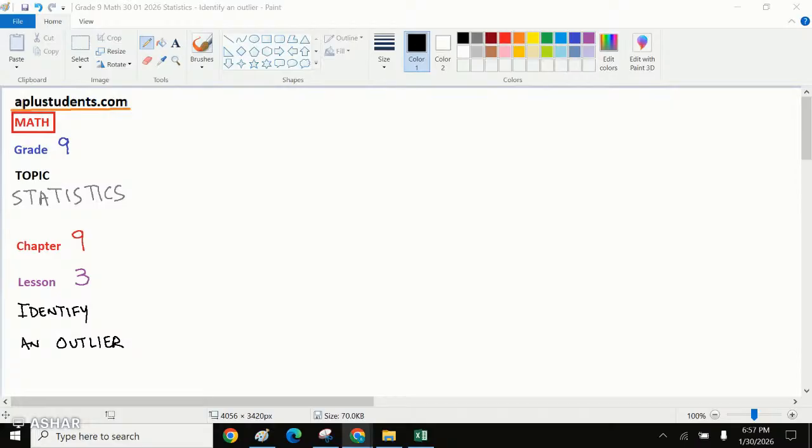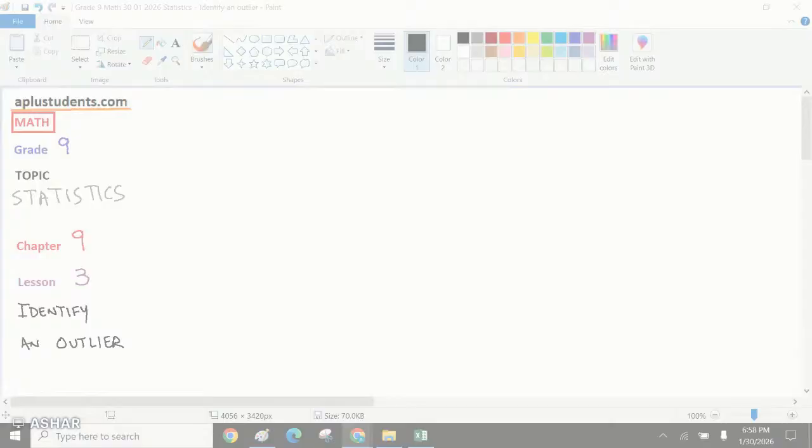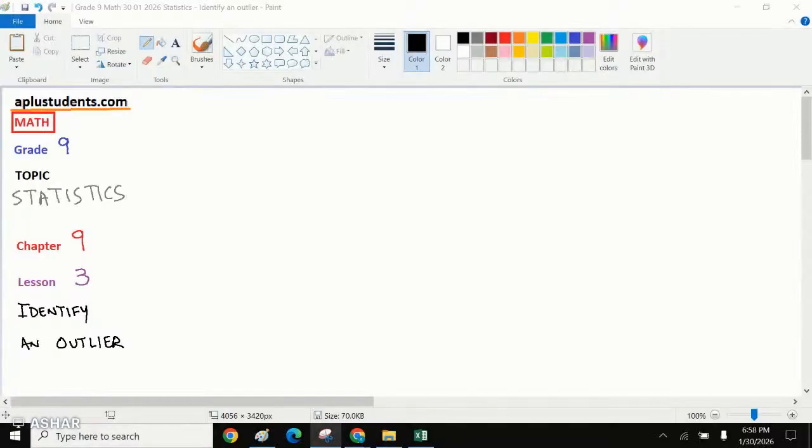Okay, grade 9, chapter 9, lesson number 3. So an outlier is a number. Let's suppose you're in grade 9. The average age of the students is 14 or 15 years old, right? But if a student who is 10 years old or a student who's 20 years old is studying in your class, then that age would be an outlier, right? That is not usually in that group, right? So let's look at some questions and see what is an outlier in the given data set that's provided to us.